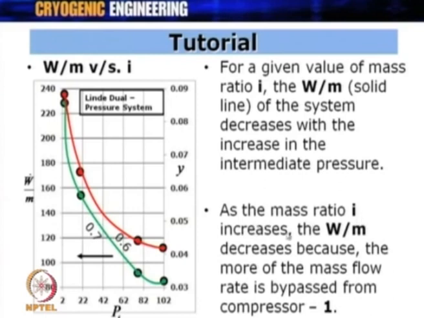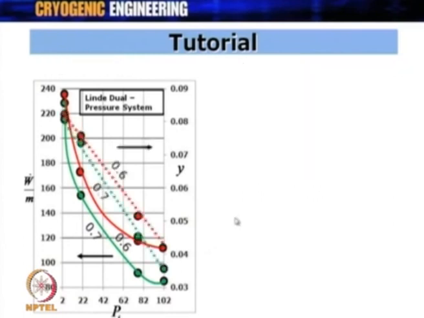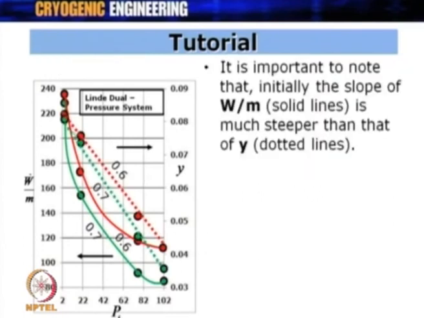As the mass ratio I increases, the W by m dot decreases because more of the mass flow rate is bypassed from compressor number 1. So, if we increase I, your work WC1 will decrease, while WC2 will remain the same, but WC1 will decrease because the least mass is going to compressor number 1. So, you can see the relative curve in both cases, that is Y curve and W by m dot.